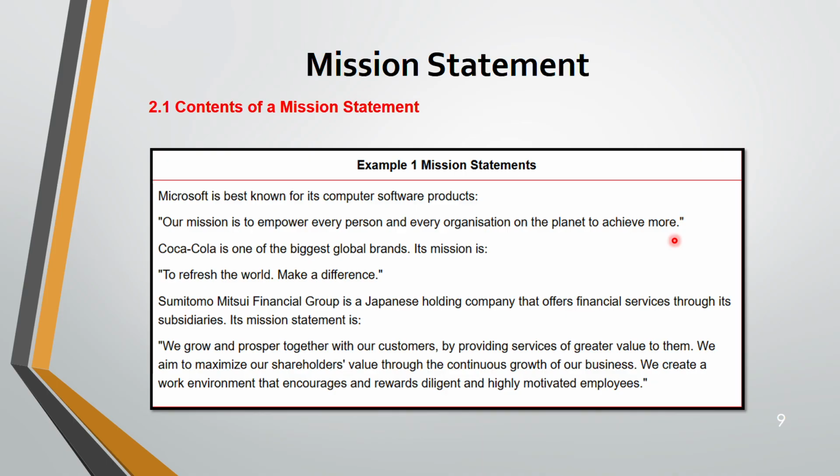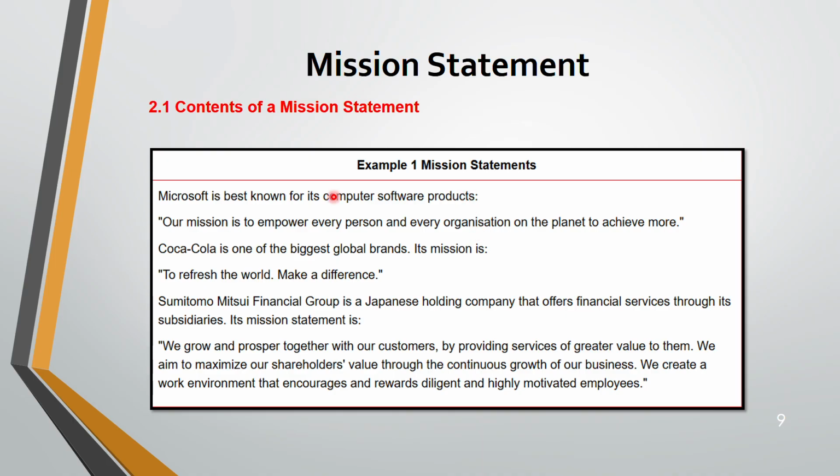How do you measure whether you are empowering every person successfully or not? Through corporate objectives. You will set KPIs. That's how you're going to measure. But it all starts with where? Mission statement. Why? Because your corporate objectives will be based only on your mission statement. If your mission is something else, corporate objectives can't differ from that.